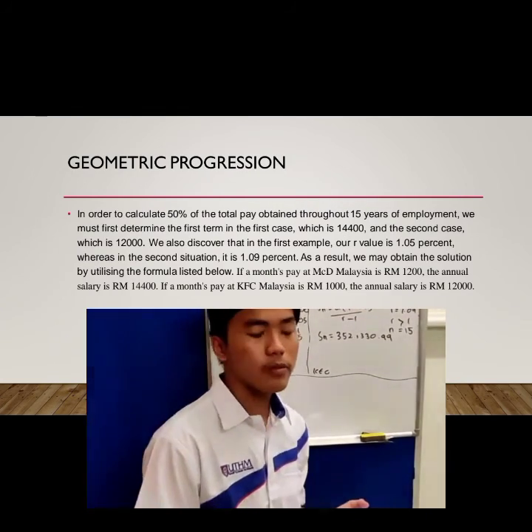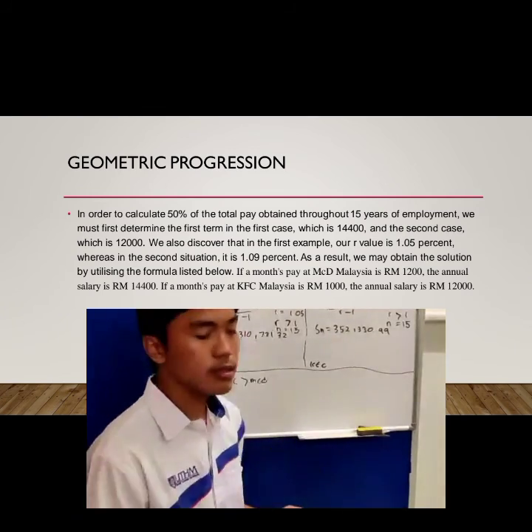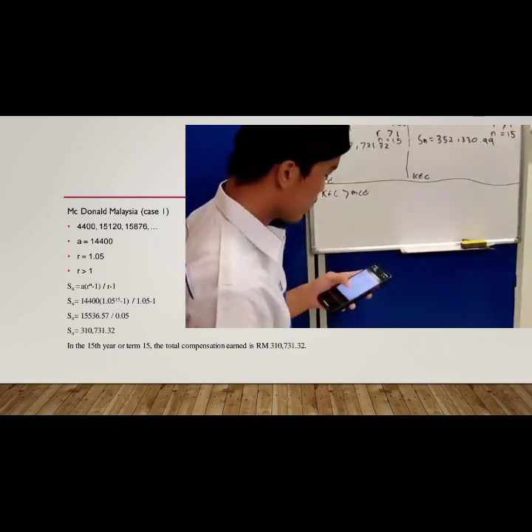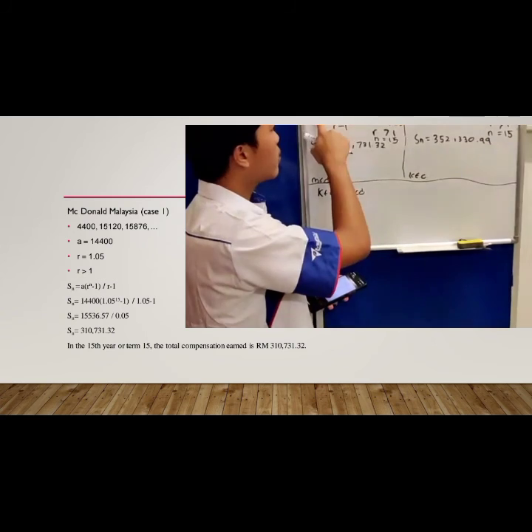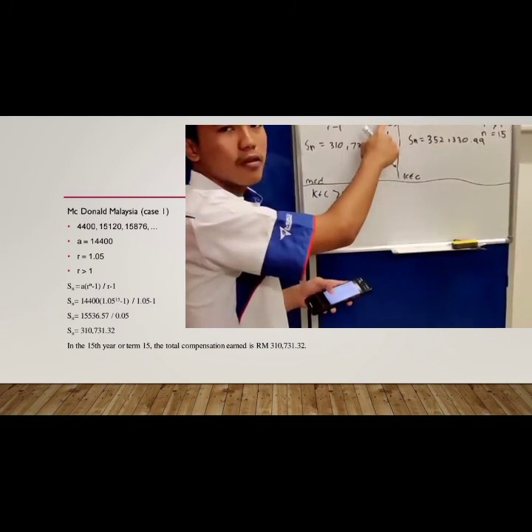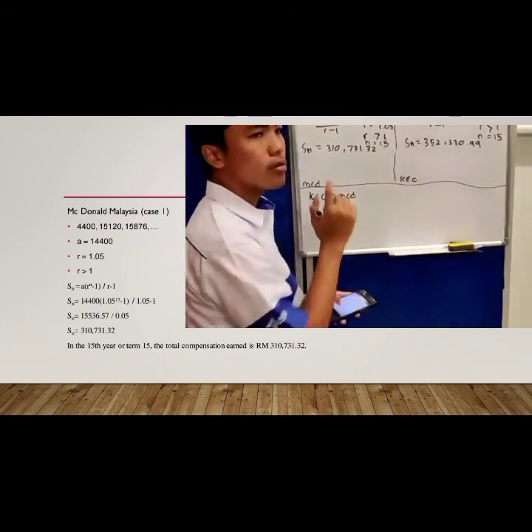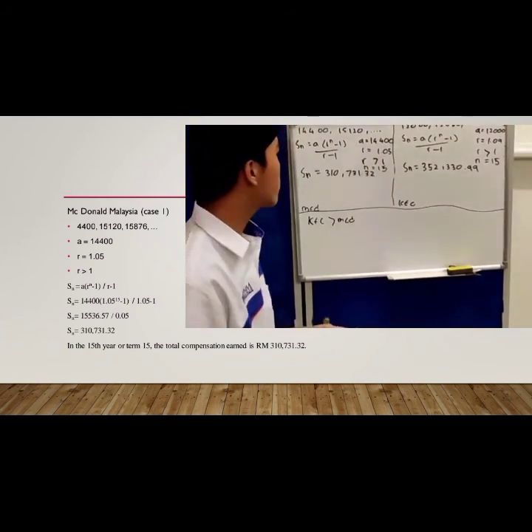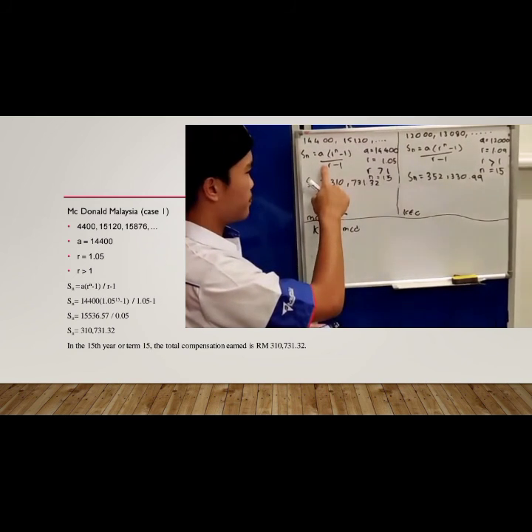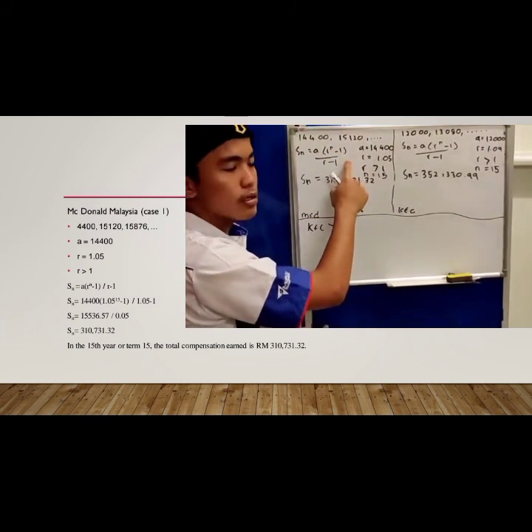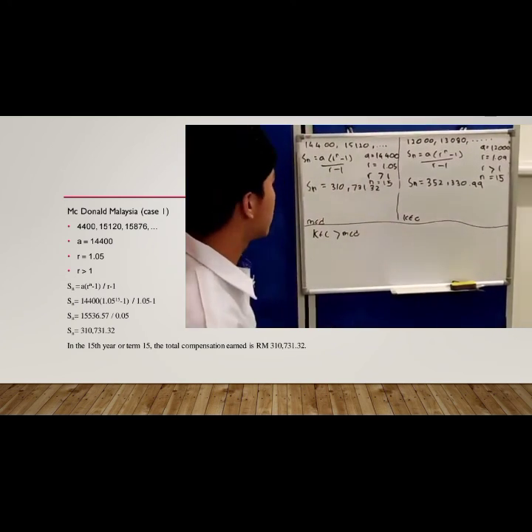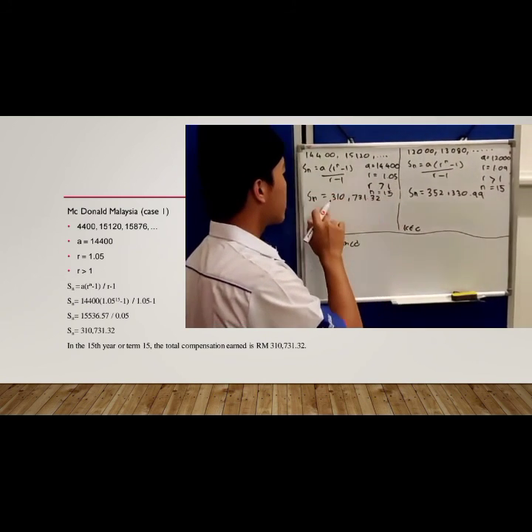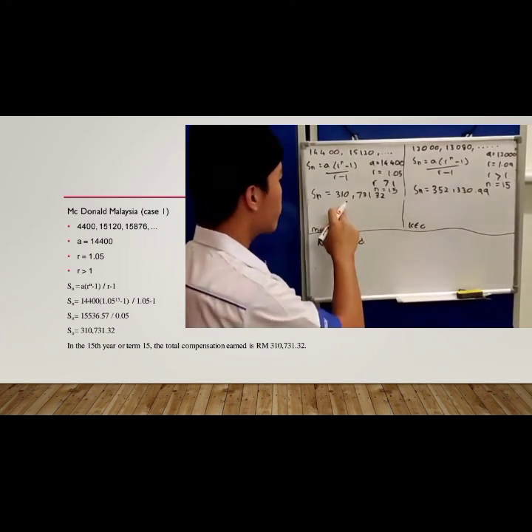The geometric progression. The question gives us two cases: one case is for McDonald's and the second case is for KFC. For case number 1, the value of a is equal to 40,400, and the common ratio is r equal to 1.05. r is more than 1, so we can use the formula Sn equals a multiplied by r to the power of n minus 1 divided by r minus 1. We use the information to find Sn, so we get the answer.